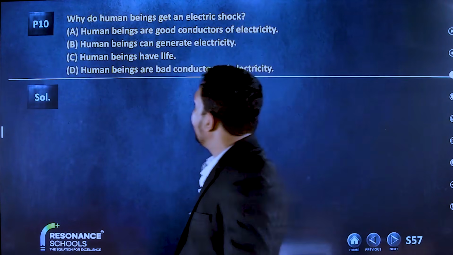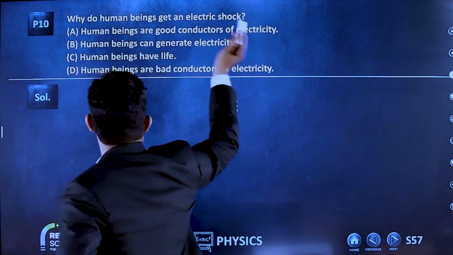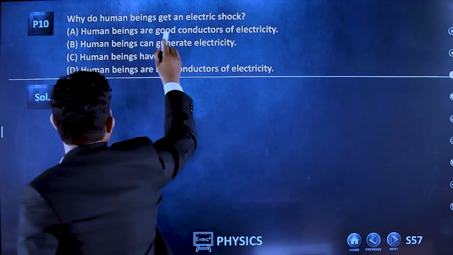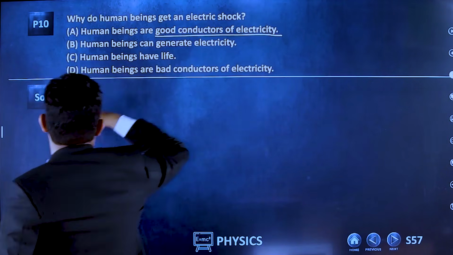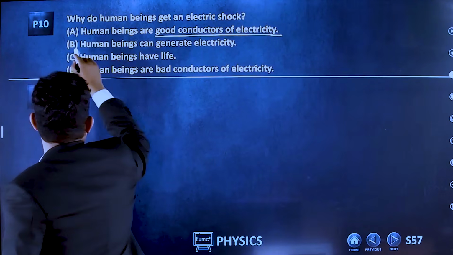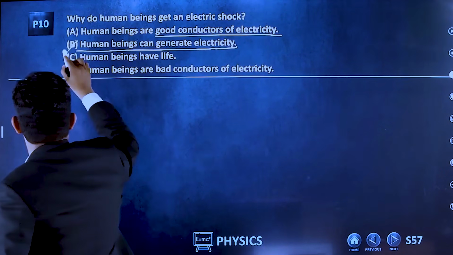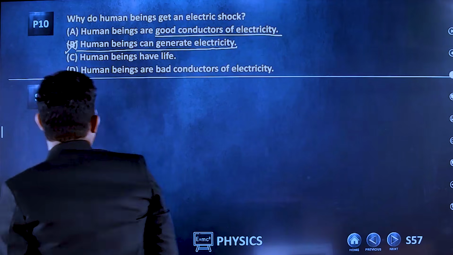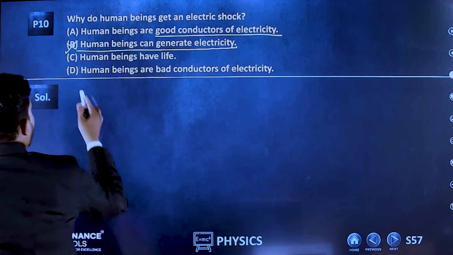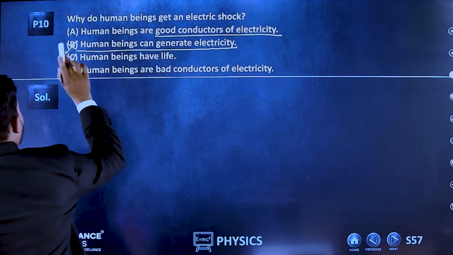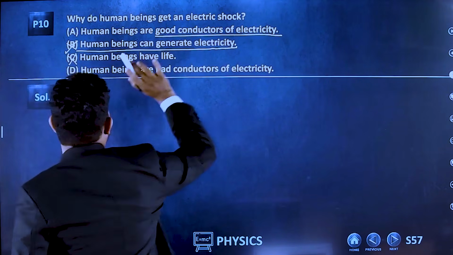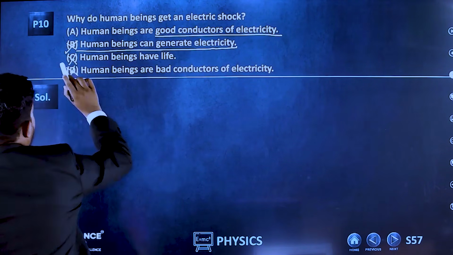Absolutely correct. Why do human beings get an electric shock? Human beings are good conductors of electricity. Absolutely correct. Do human beings generate electricity? They will never generate electricity. Human beings have life, and everyone has life, but the reason we will come to know is that they are good conductors of electricity.